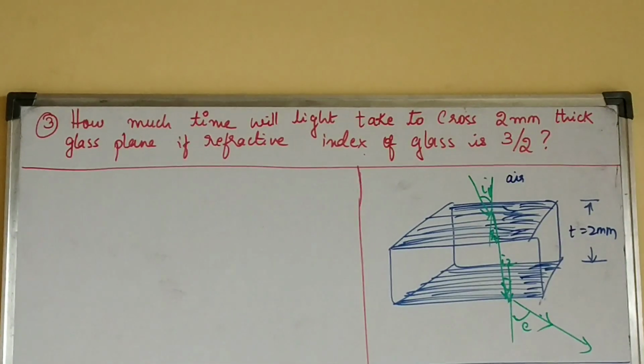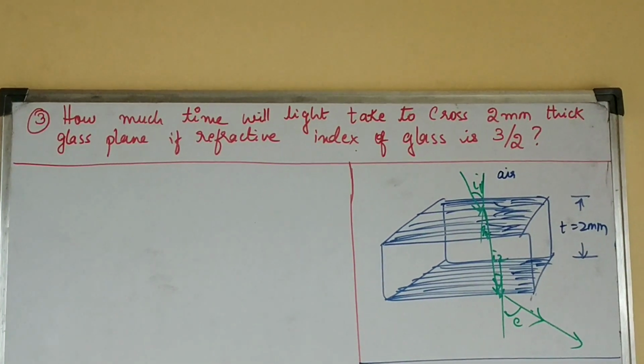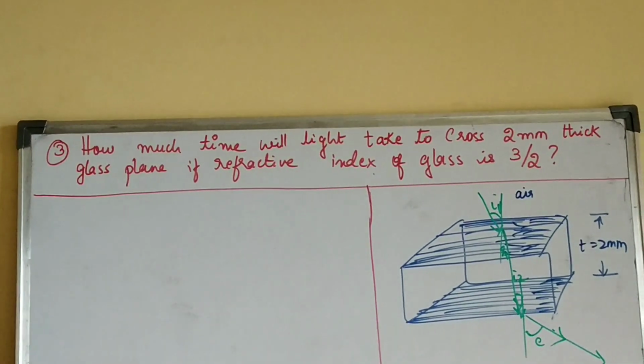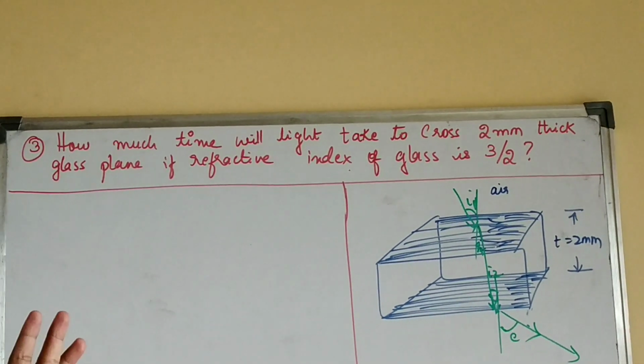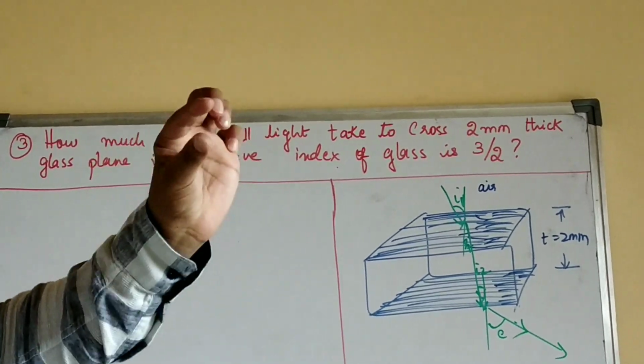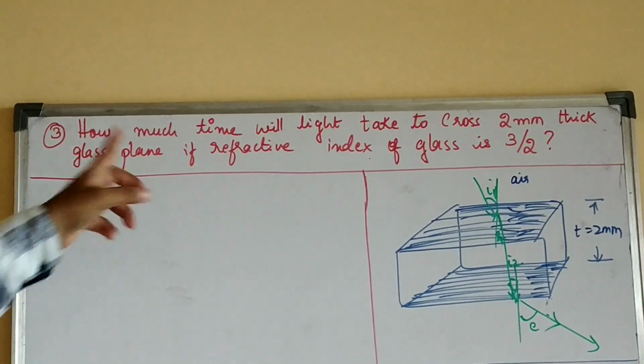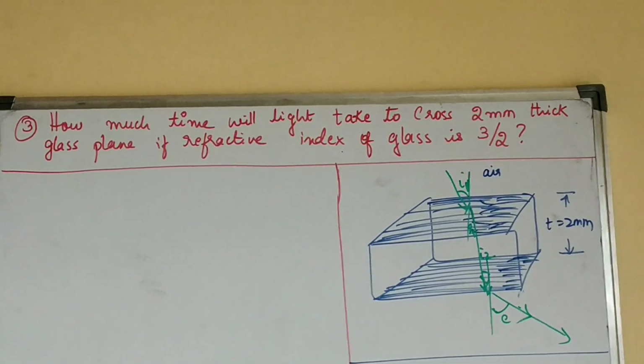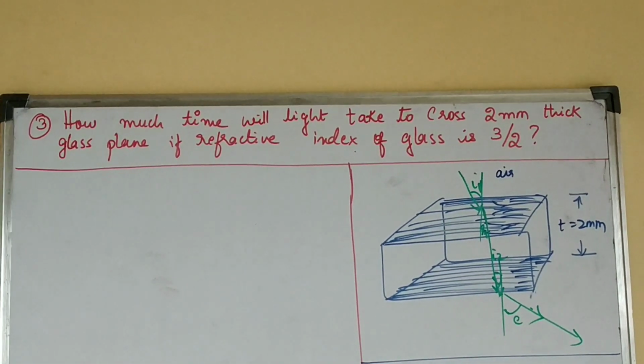Moving to the third problem, a very interesting problem, just observe here. How much time will light take to cross a 2 millimeter thick glass plane if the refractive index of glass is 3 by 2? They have given it in the ratio, that is 3 by 2.